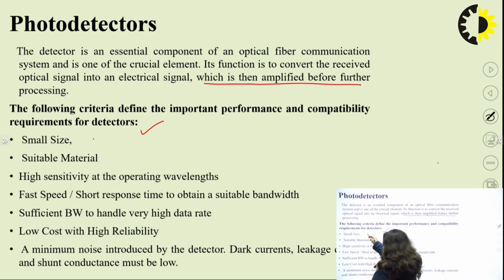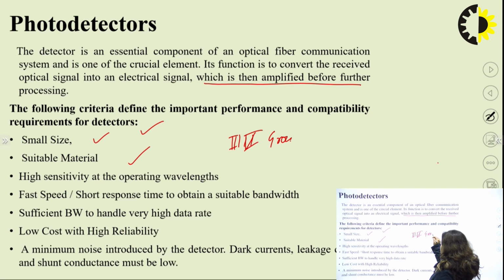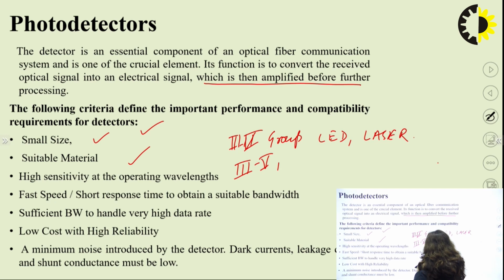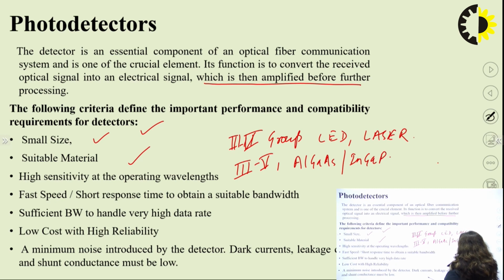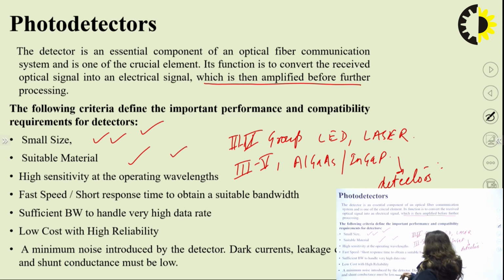It should have a small size and be made of a suitable material. Normally we use third and fifth group elements for making LEDs and lasers. In the same way, we use third and fifth group elements for detectors, like aluminum gallium arsenide or indium gallium phosphide. So we must have a small detector size and a suitable material, a third or fifth group element from the periodic table.